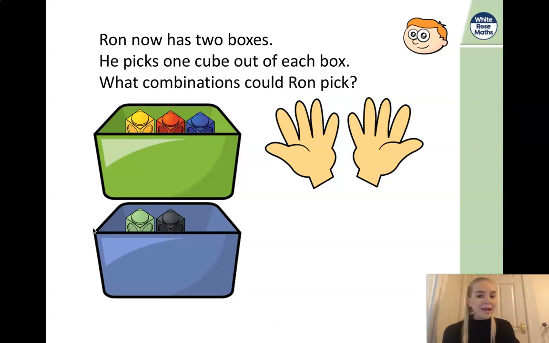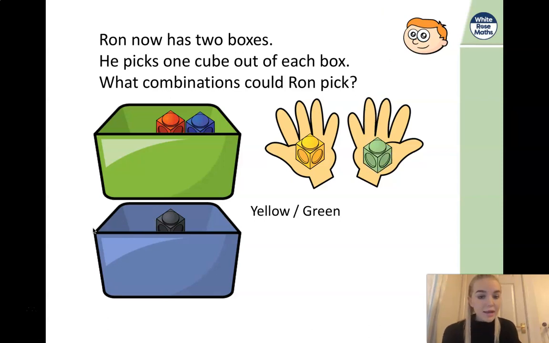Well, he could pick a yellow cube from the green box and a green cube from the blue box. So he could make yellow and green as his first combination. He then puts them back but keeps the yellow because he knows that he can use the black cube from the blue box to make another combination of yellow and black. He has now used the yellow cube as much as he could.